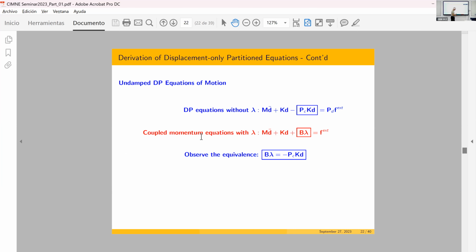So alternate equations, going back, and what do I have here? Originally, this was the momentum equation. When you compare the DP equation to the original equation with the Lagrangian multipliers, P transpose lambda is in fact PC times K. So all it has done in the end is replace the lambda in terms of unassembled partition displacement.